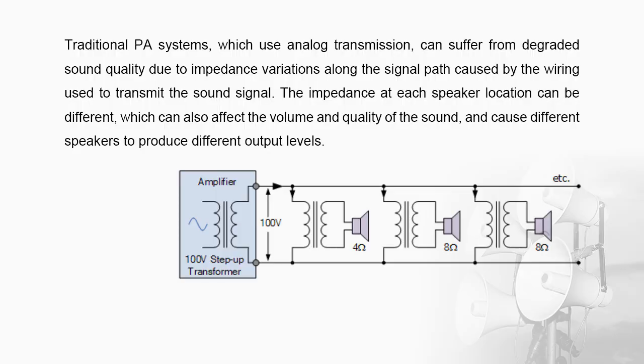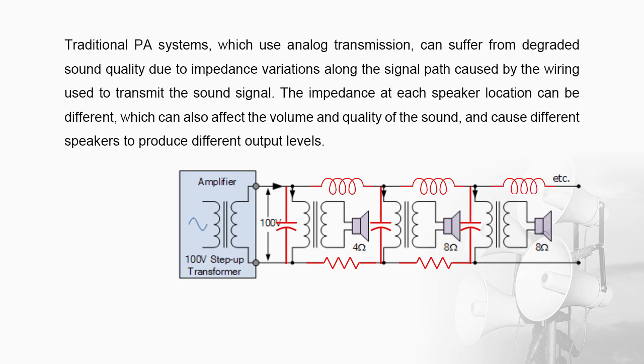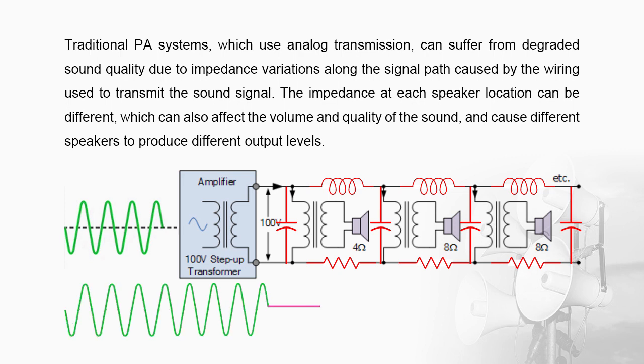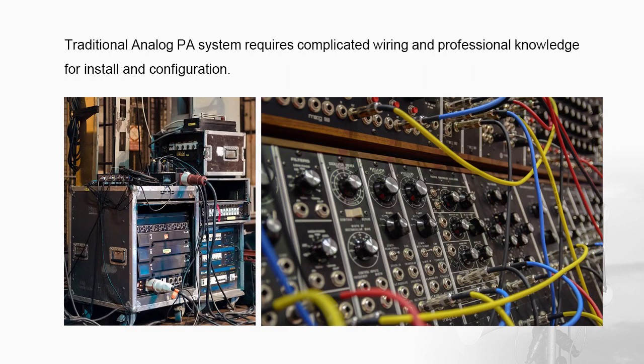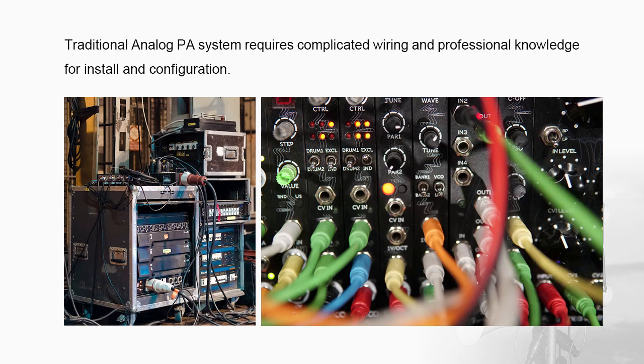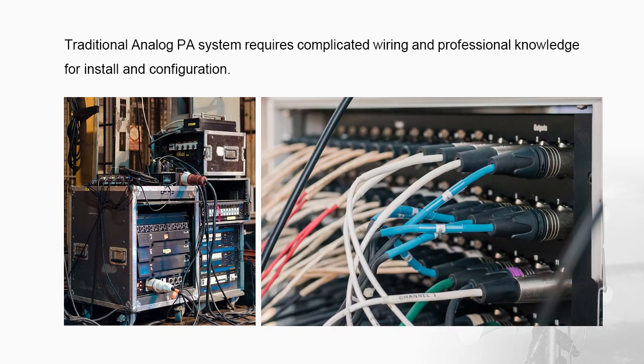In traditional analog PA systems, the sound is actually transmitted directly in analog form over the wiring. However, during long-distance transmission, each speaker actually experiences different line impedances based on its location. These different line impedances can affect the sound quality and volume, and each speaker output is not the same due to the varying length and position of the wiring. In conclusion, traditional analog PA systems require specialized knowledge for installation and wiring setup due to their complexity.